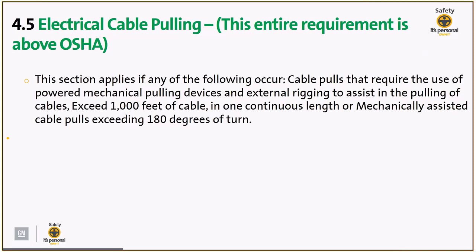And just note that this section applies for cable pulls that require the use of powered mechanical pulling devices such as external rigging to assist in the pulling of cables exceeding 1,000 feet of cable in 1 continuous length, or mechanically assisted cable pulls exceeding 180 degrees in turn. So take a look at section 4.5 because if you have electrical cable pulling, then that entire requirement is above OSHA regulations.